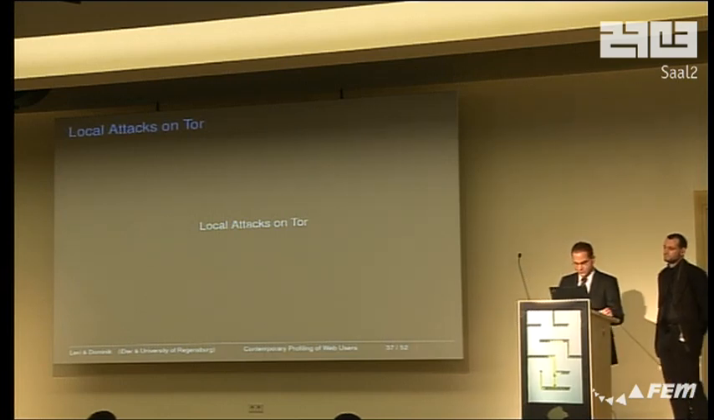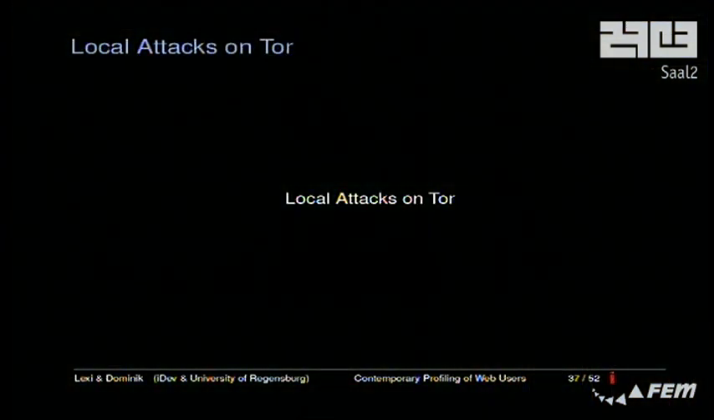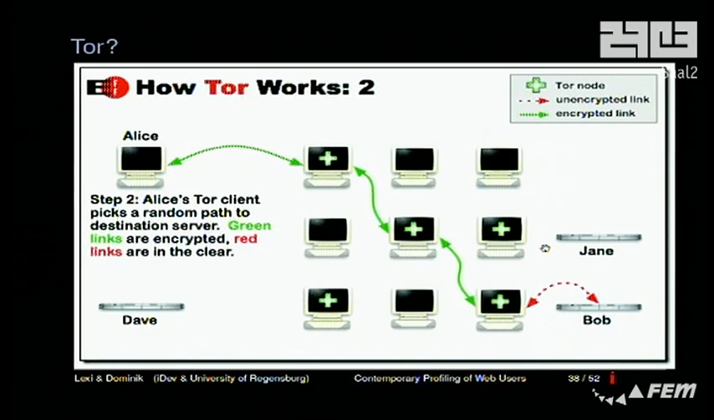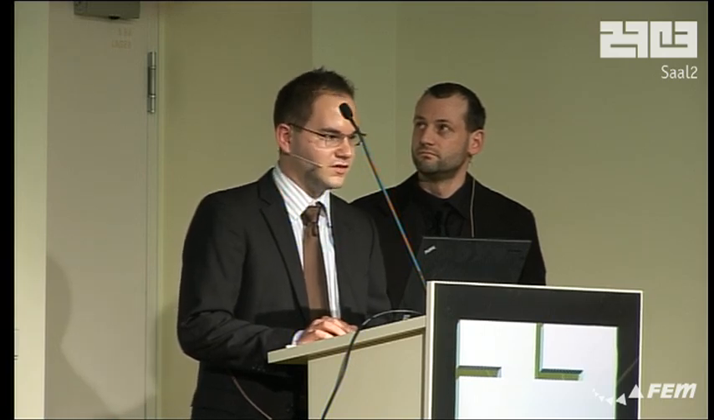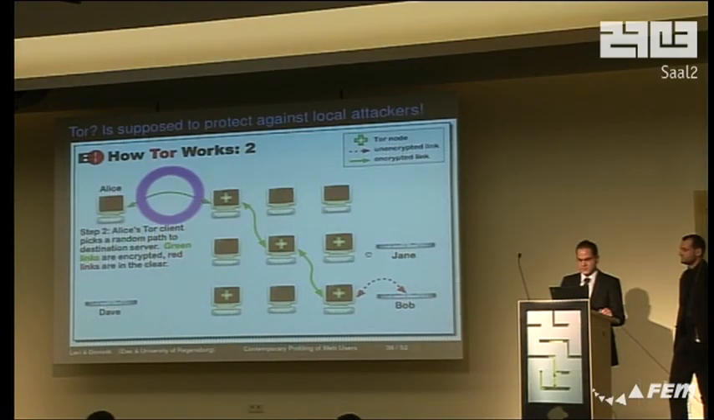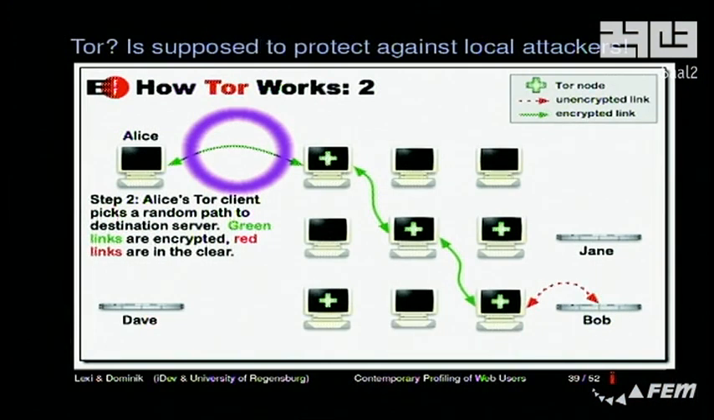Thanks, Lexi. So the final and last part of this talk is regarding local attacks on Tor, and you will see what that's about. Now, Tor, I guess we are not going to explain it to you again. It's a mixed network, if you haven't heard about it. The interesting thing is that in Tor, local attacks, like attacking the connection between Alice and the first entry node, are supposed to be not possible, right? Because everything's encrypted three times, and it's rather difficult to find out what's transferred from Alice to the entry node. So Tor is supposed to protect us against local attackers. That's why many people are using it when they are in a foreign network in order to protect their privacy.